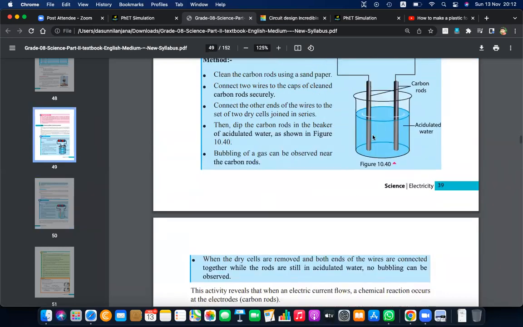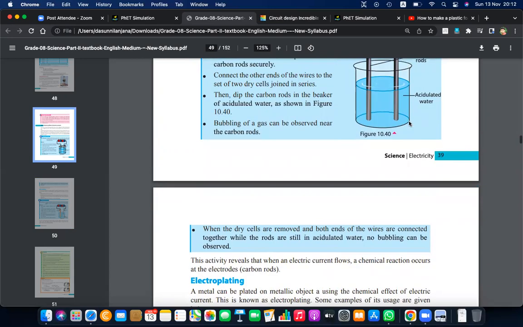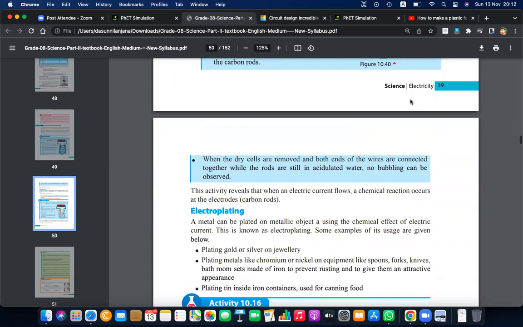So this will show there is some kind of chemical reaction happening inside this solution. I don't need to know what the reaction actually is, but you can see, because when there is an observable change, you can detect that as a chemical reaction.